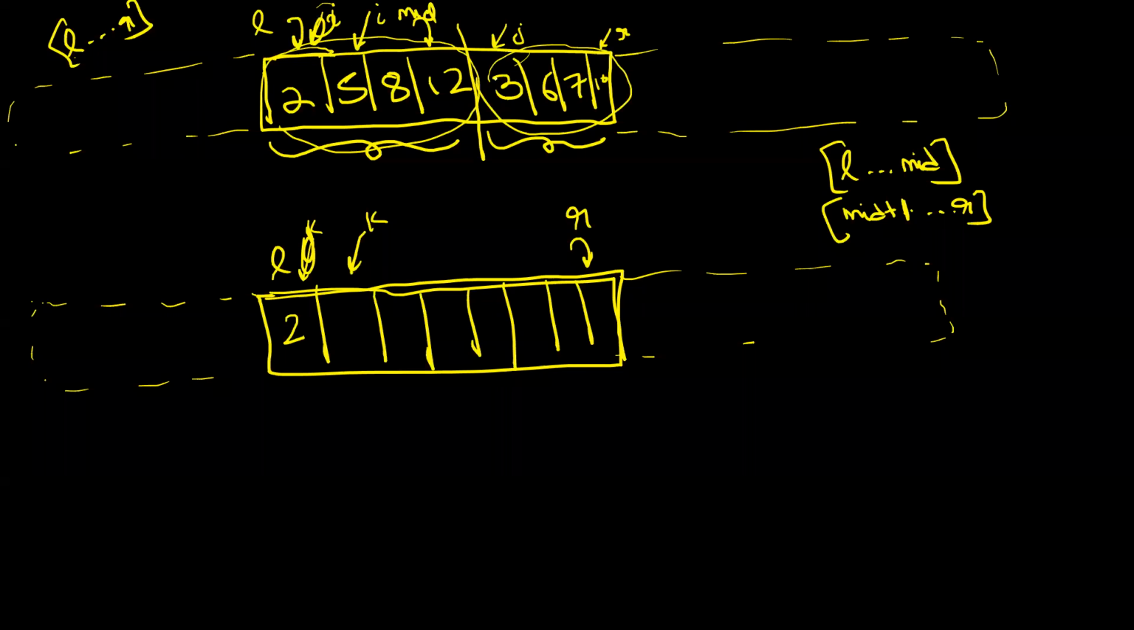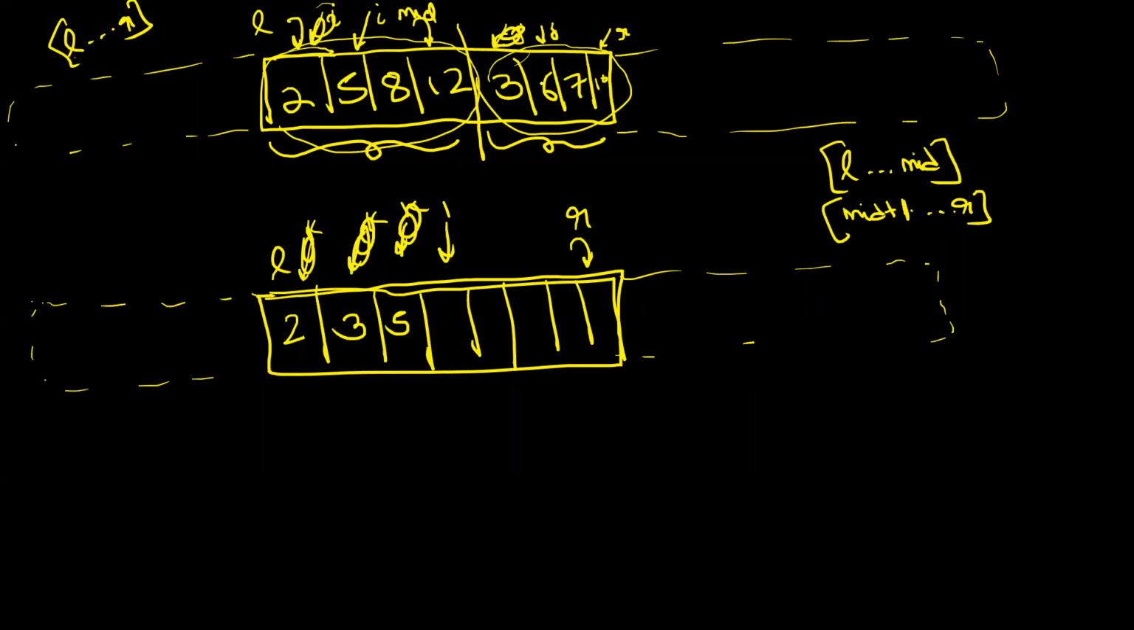Again, I and J are both valid indexes. I should be less than or equal to mid for it to be a valid index of the left part, and J should be less than or equal to R for it to be a valid index of the right part. Both are valid, 3 is less than 5, so write 3 here. Do a K plus plus, do a J plus plus. Same algorithm, right? Again, compare. If this is lesser, I will write 5 here, do a K plus plus, do a I plus plus.